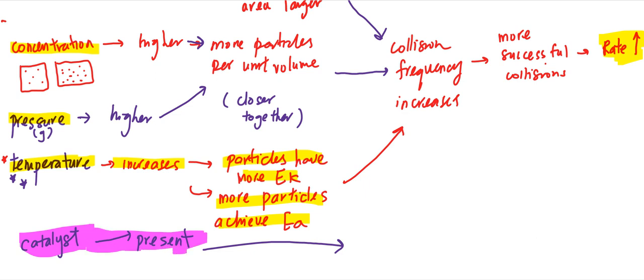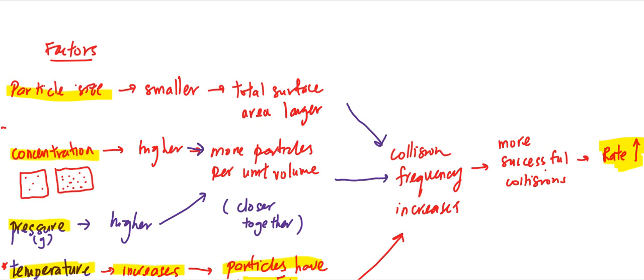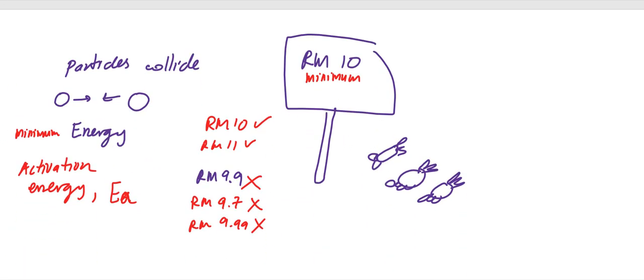Now, what does a catalyst do? A catalyst doesn't increase the temperature, doesn't increase the kinetic energy, doesn't increase the concentration, doesn't increase the particles per unit volume, and doesn't increase the surface area. So what does a catalyst do? A catalyst is very special.